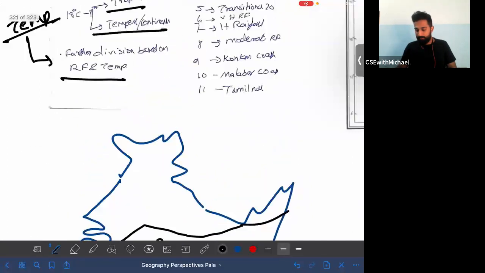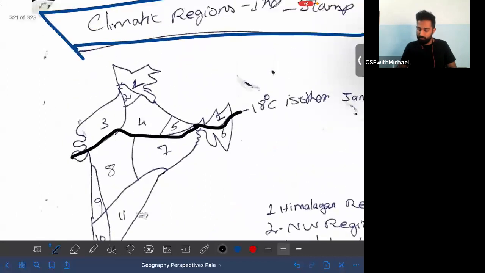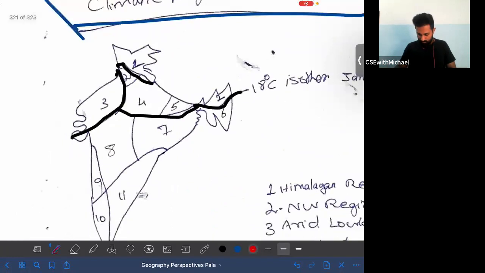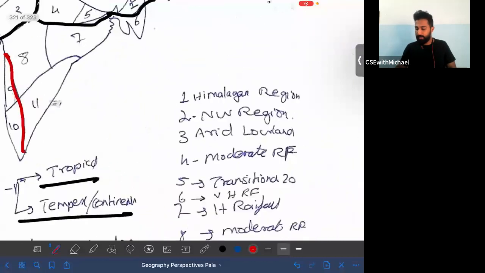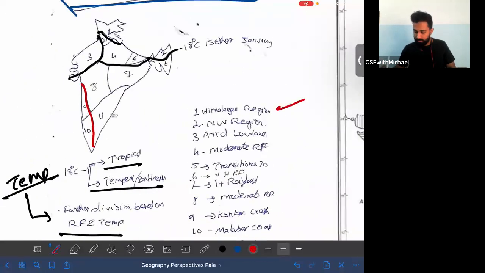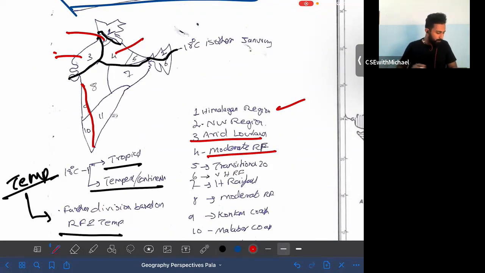And then further based on the different types of rainfall. There is the rainfall region, the arid region, the Himalayan region, and the Malabar coast, where there is a lot of rainfall. In that way, it is divided: first the Himalayan region, second the northwestern region, third the arid lowlands of Rajasthan and Gujarat, fourth the moderate rainfall regions of western and central UP, and fifth the transition zone, where rainfall is increasing, that is the Bihar region.